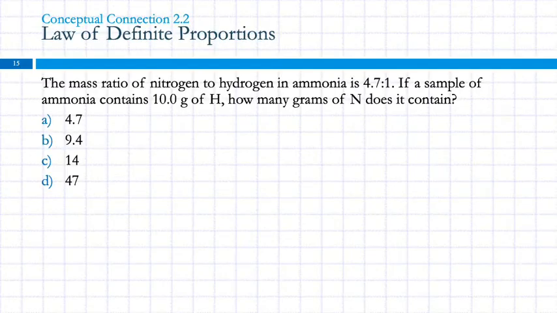So we can look at things like this. This appears to have a calculation in it, but it's a very, very simple calculation. So the mass ratio of nitrogen to hydrogen in ammonia is 4.7 to 1. If a sample of ammonia contains 10 grams of hydrogen, how many grams of nitrogen does it contain?